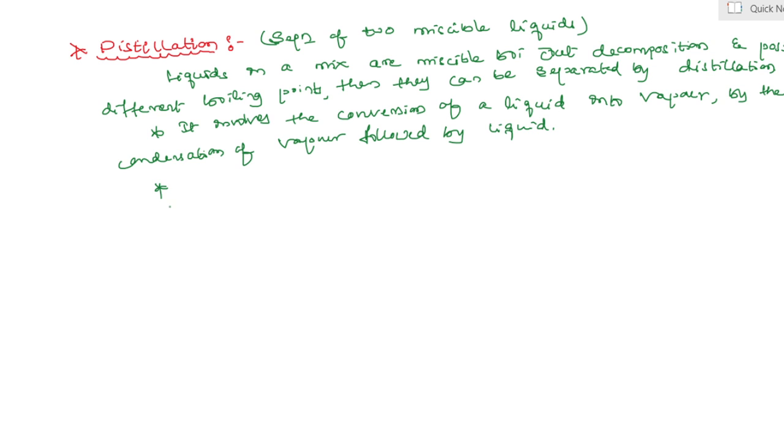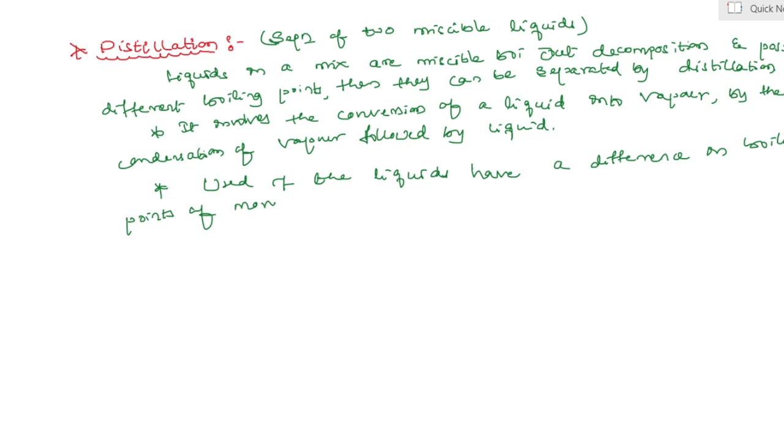Okay, and distillation is used if the liquids have a difference in boiling points of more than 25 Kelvin. Yes, my dear students. It means they will be separated. How? Two miscible liquids with a boiling point difference of more than 25 Kelvin.